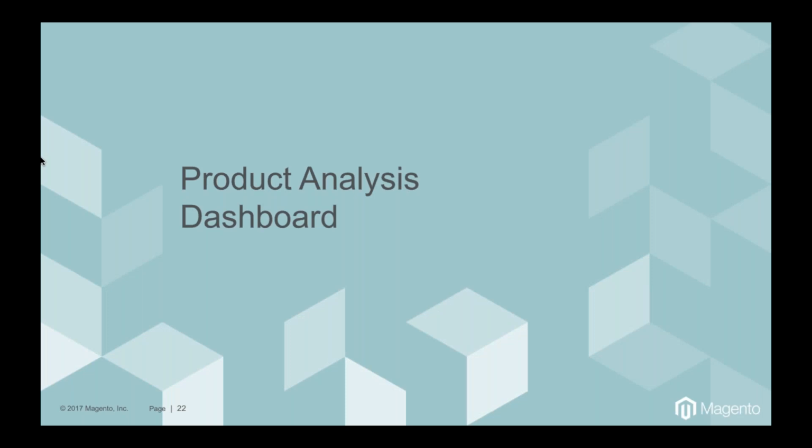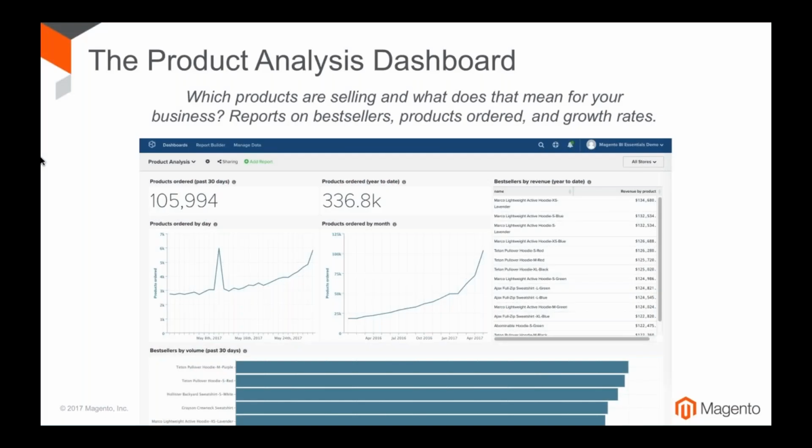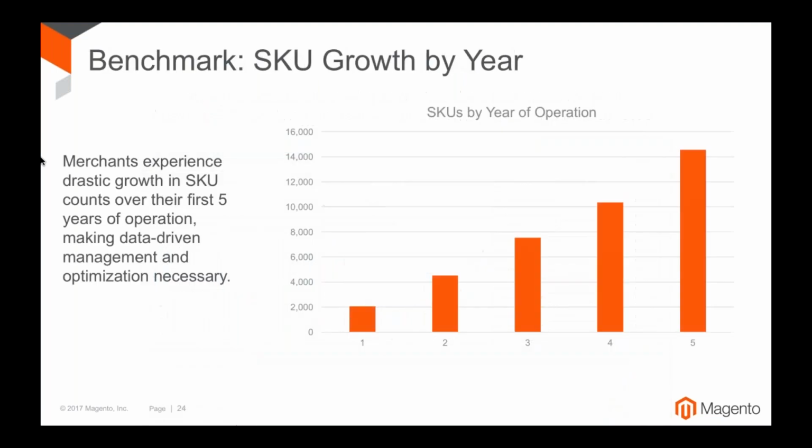Moving on, let's talk a little bit more about products. We did have some details in the orders dashboard around what products were included with orders and things like that, but we want to spend an entire dashboard just talking about products themselves and the characteristics of those products. So inside this dashboard, you find things like which of my products are selling, what does it really mean for the business, reports on bestsellers, what products get ordered, the growth rates of those products, and the like.